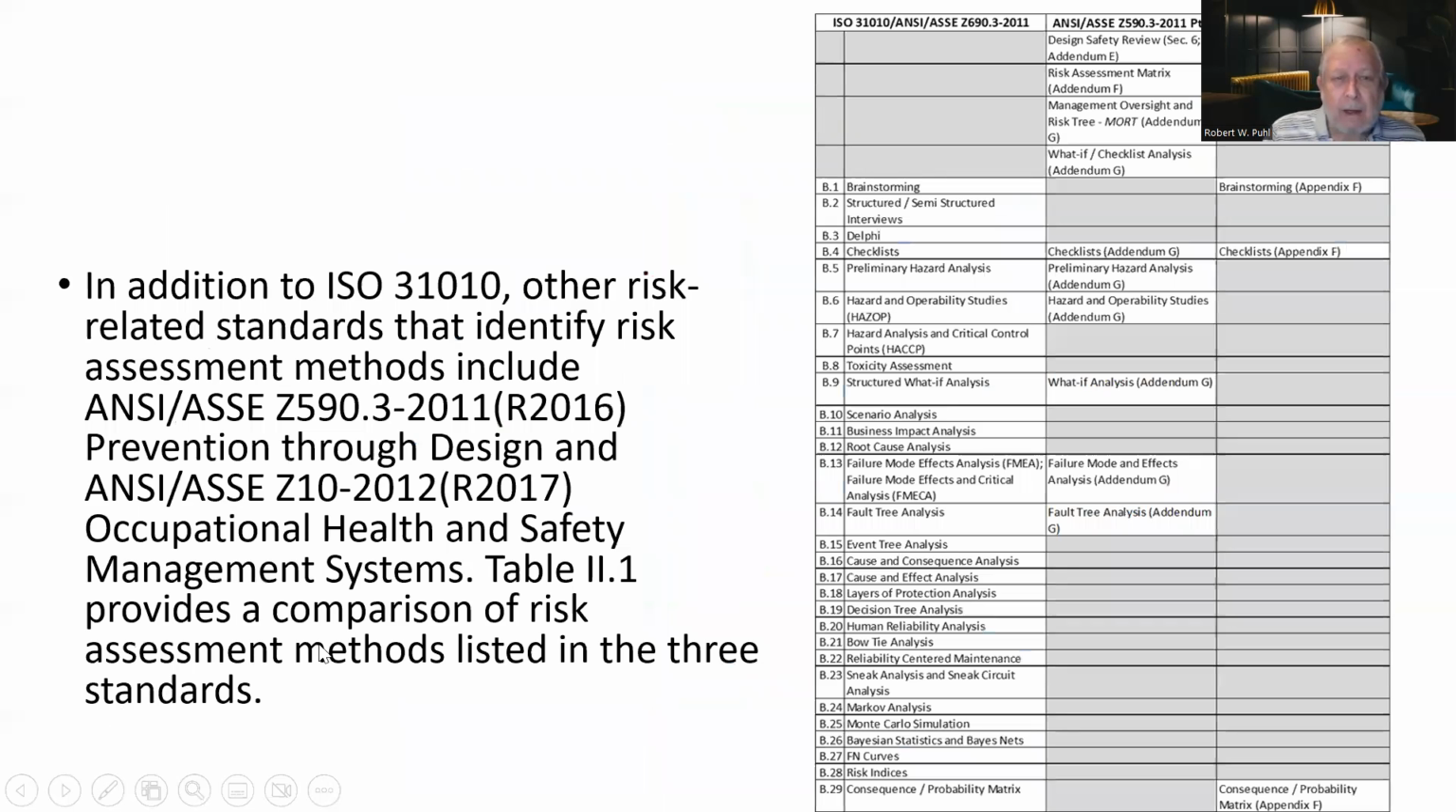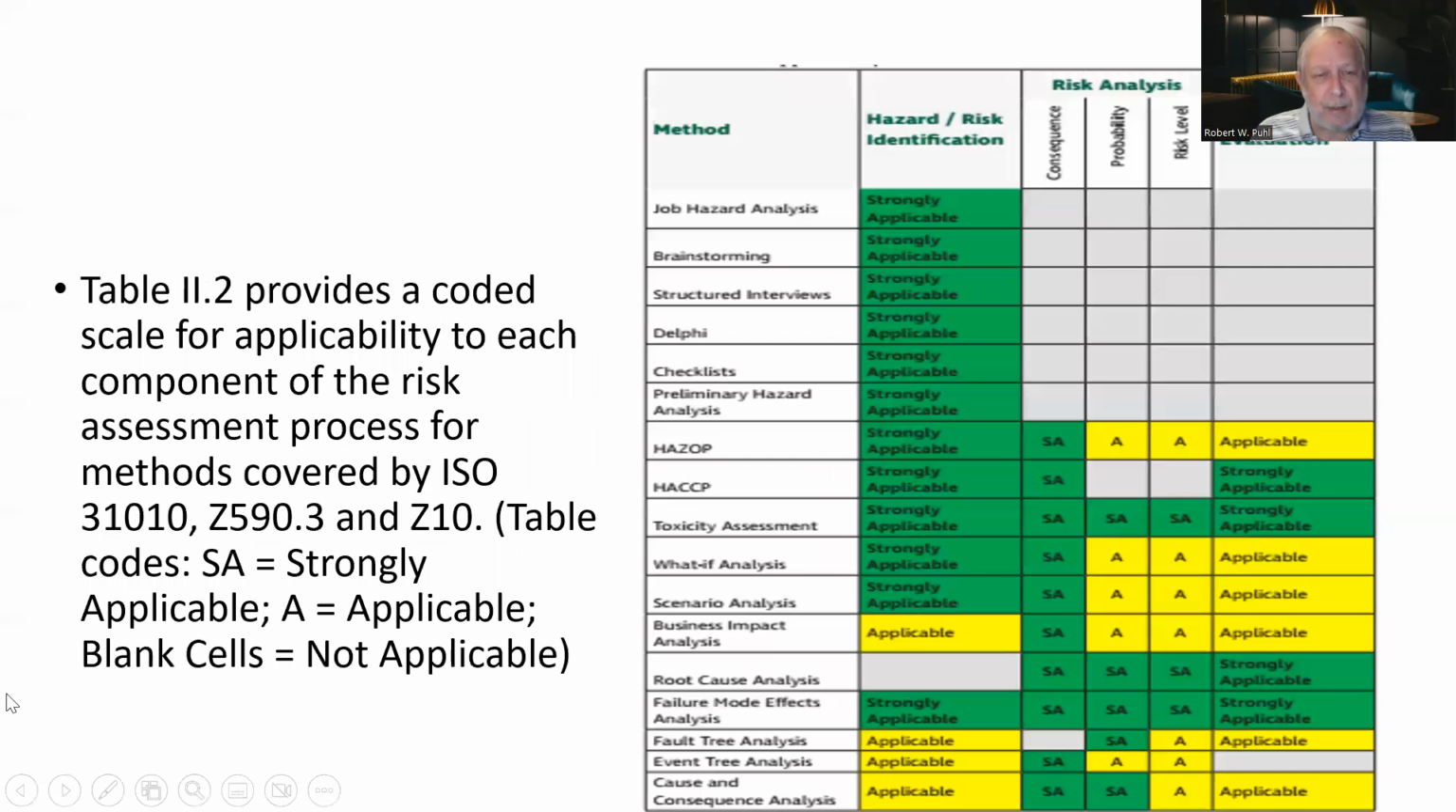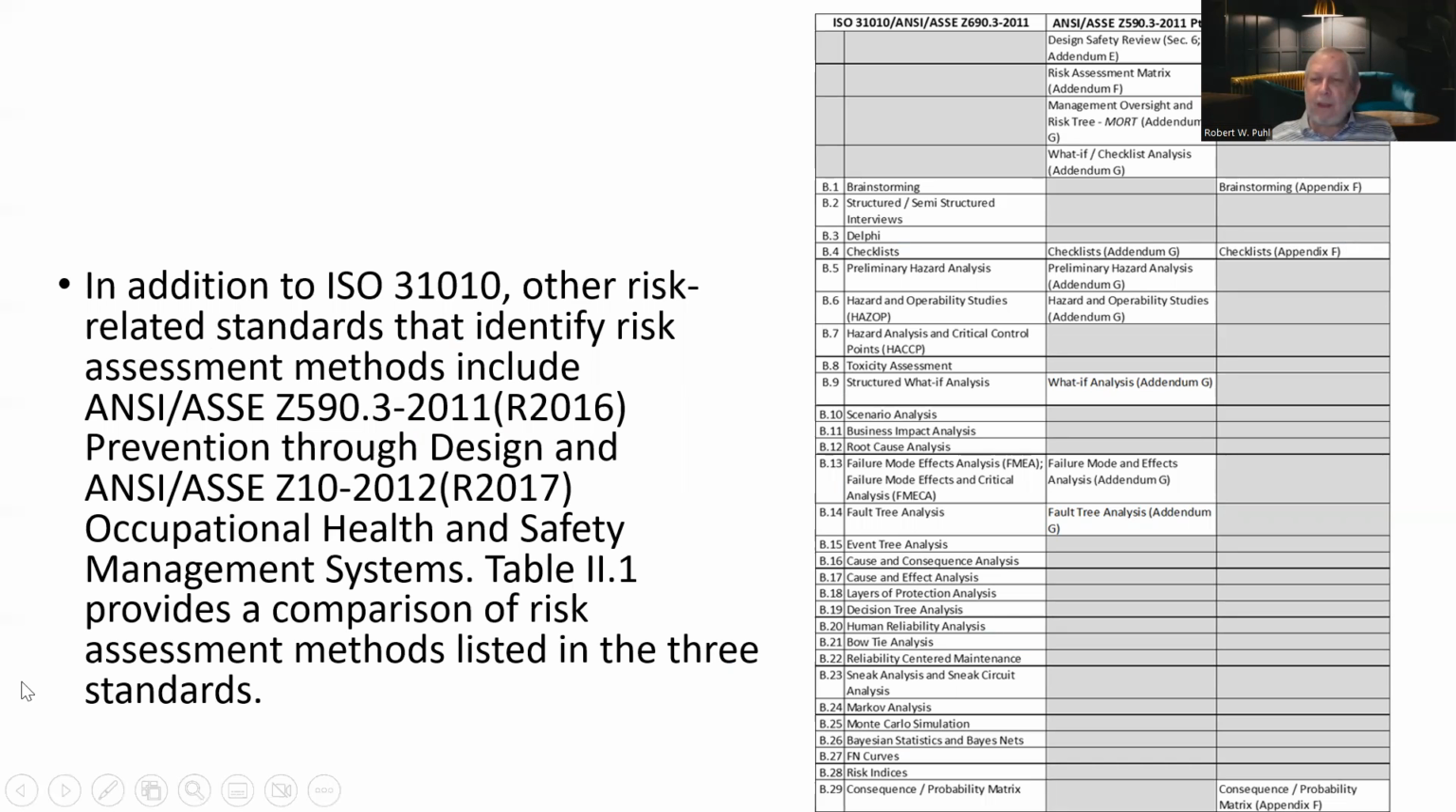So, in addition to ISO 31010, other risk-related standards that identify risk assessment methods include ANSI ASSP Z590.3, Prevention Through Design, and ANSI Z10, Occupational Health and Safety Management Systems. Table 11.1 provides a comparison of risk assessment methods listed in the 3 standards. Now, these are 3 different standards that have all these different methods in them. And that's kind of daunting, but strangely, I think there's only one method that's in all 3 of those. And you can see right here, it's checklists. And I like checklists.